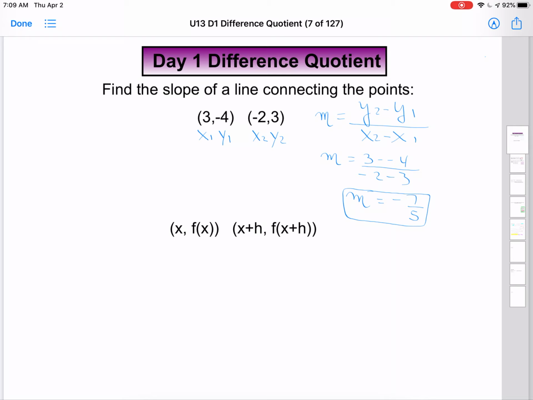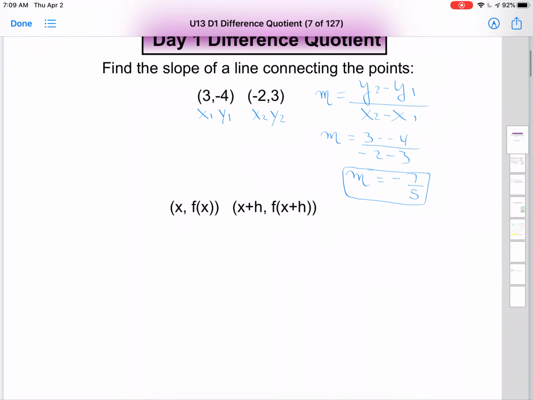The difference quotient, that should sound familiar to you. We did that earlier in the year, and now we're going to bring it back in this first lesson. So the first question I have for you there is to find the slope of a line connecting 2 points. So remember slope, y2 minus y1 over x2 minus x1, and we plug in and we get negative 7/5.